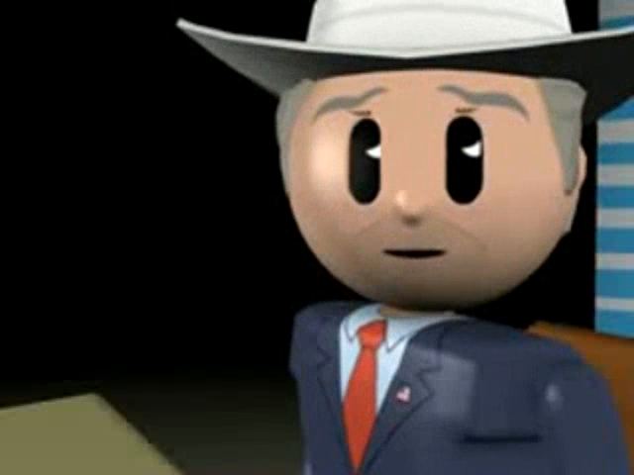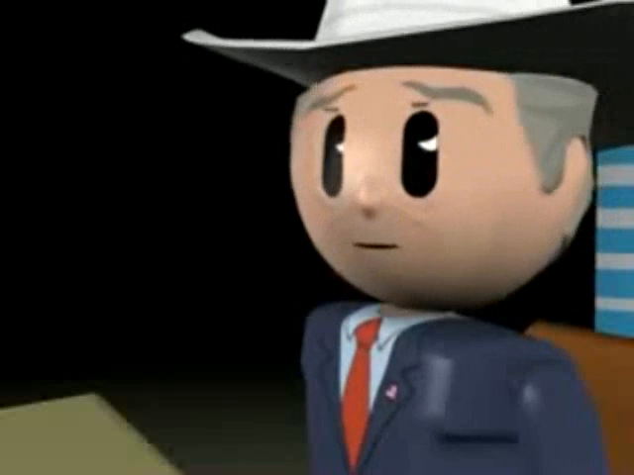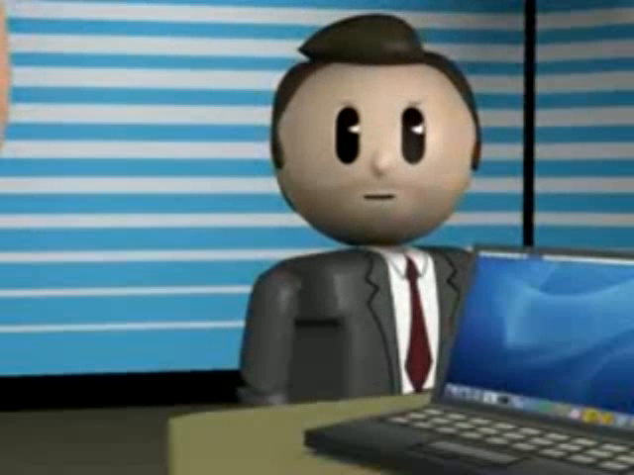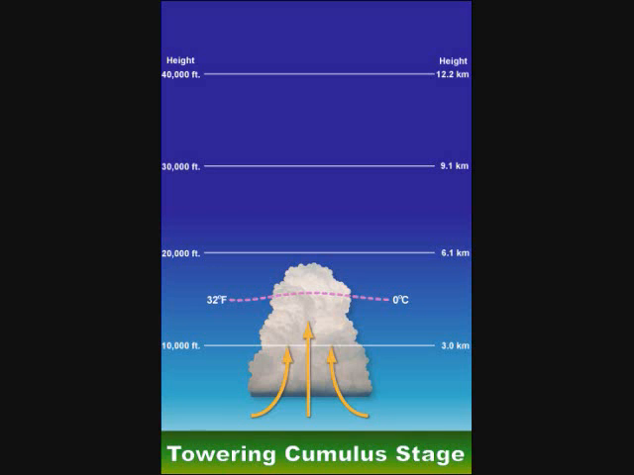Now, let's go through the 3 stages of the life cycle of a thunderstorm. The first stage is called the cumulus stage, or the growth stage. A parcel of warm humid air rises. It cools and condenses into a single cumulus cloud or cluster of clouds. As the water vapor condenses into liquid, latent heat is released which warms the air, causing it to become less dense than the surrounding dry air. The air tends to rise in an updraft through the process of convection.